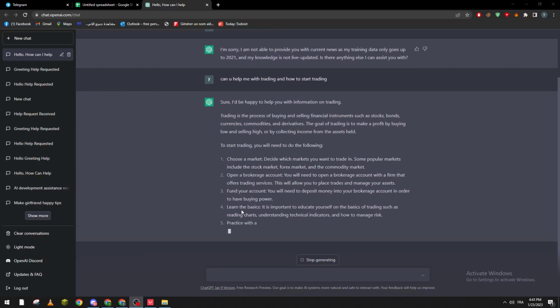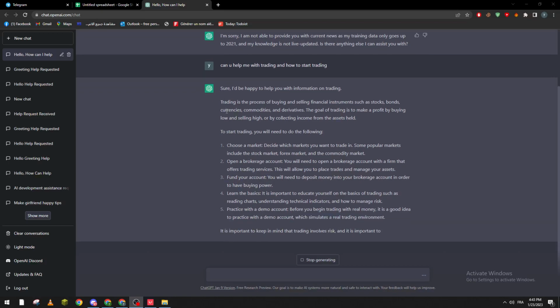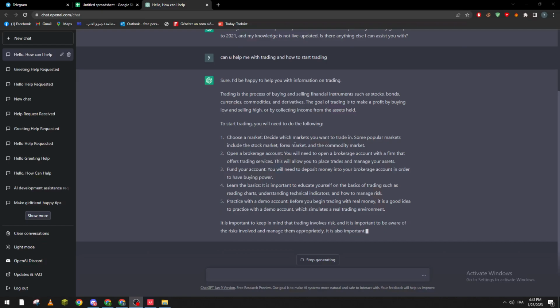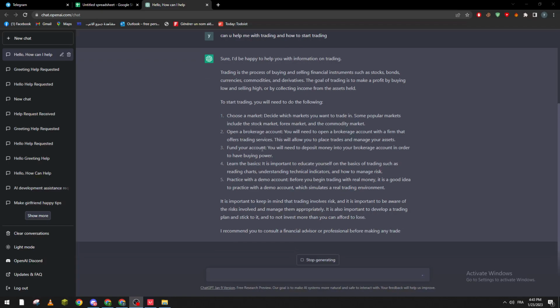So the information is totally huge. Just by using this ChatGPT, you can get from zero to hero in trading. Of course, it can't tell you when the coin is going to go up or down, but at least it will show you the basics of trading.